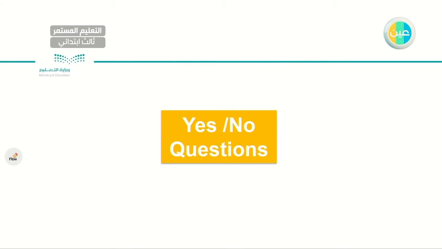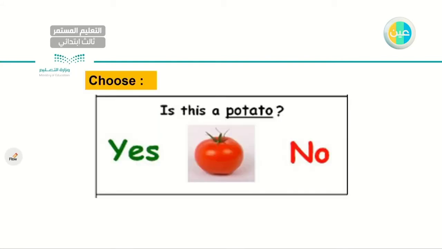Okay, let me give you an example. If I ask you this question, is this a potato? If we form a question like this, most probably the answer will be yes or no. Does it look like a potato, my dear student? Is this a potato? No, because we all know this is a tomato. Very good. Let's go to the next one.